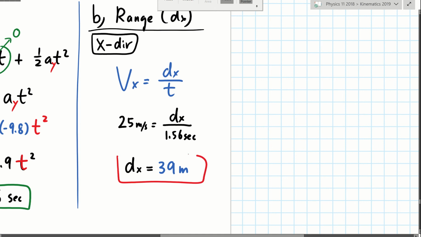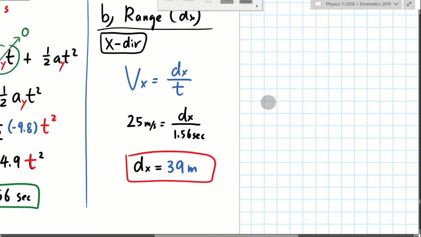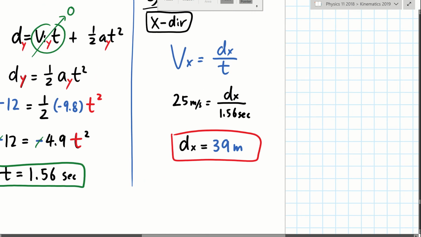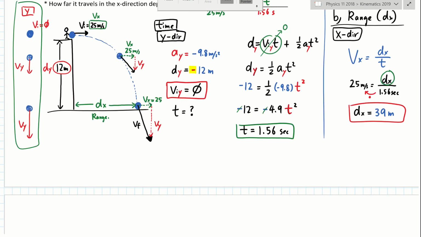Okay, so what does that range actually represent? Of course, it's just the landing distance, right? So your object is launched horizontally. It takes about 1.5 seconds-ish, 1.6 seconds to hit the ground. And during that 1.6 seconds, your object lands somewhere 39 meters from the beginning point. Level one is done, right?